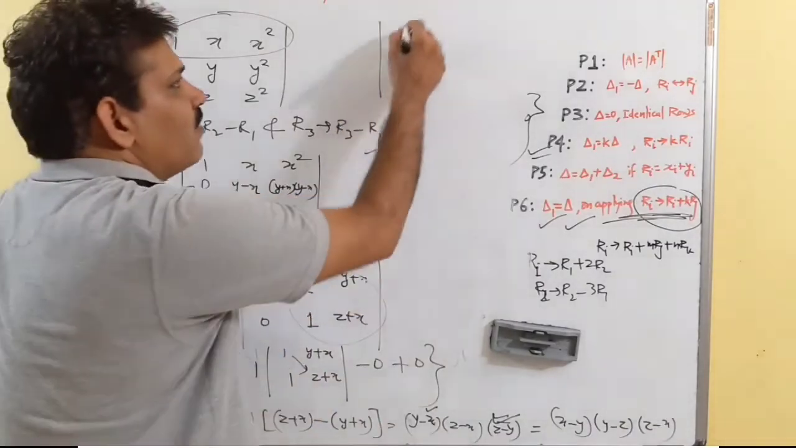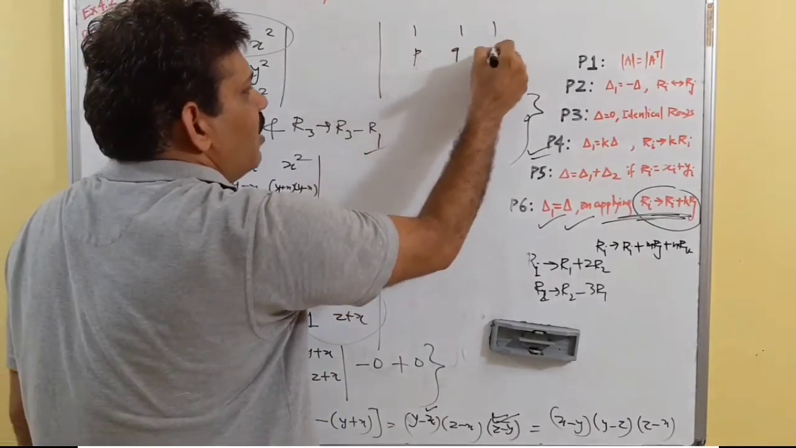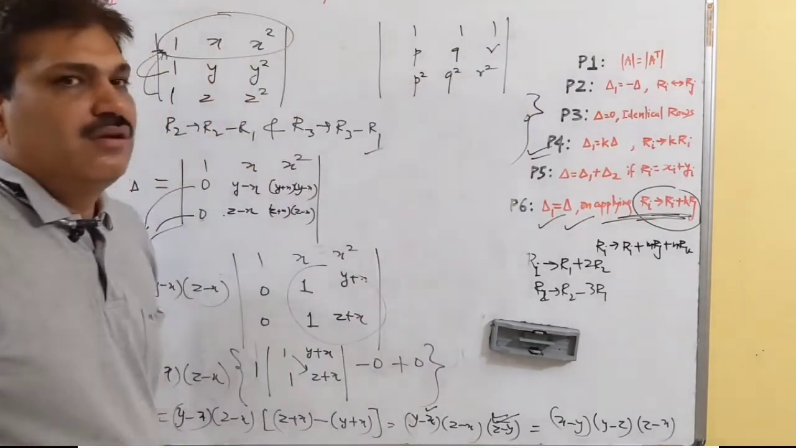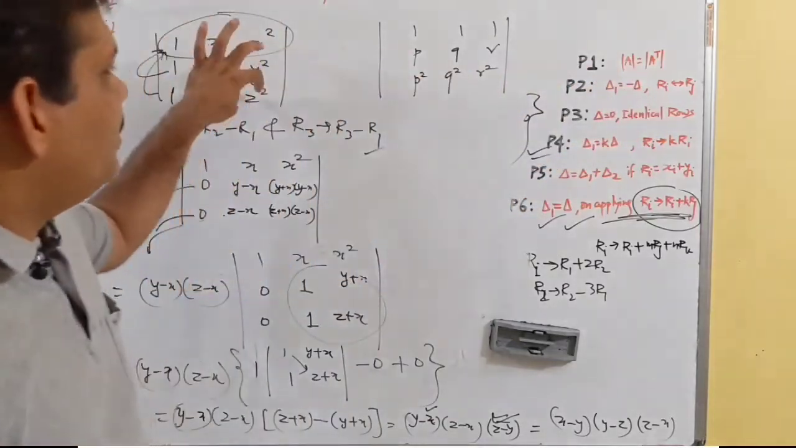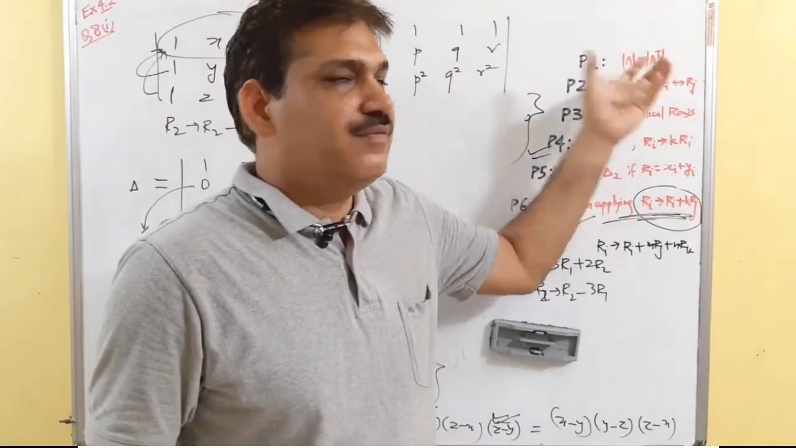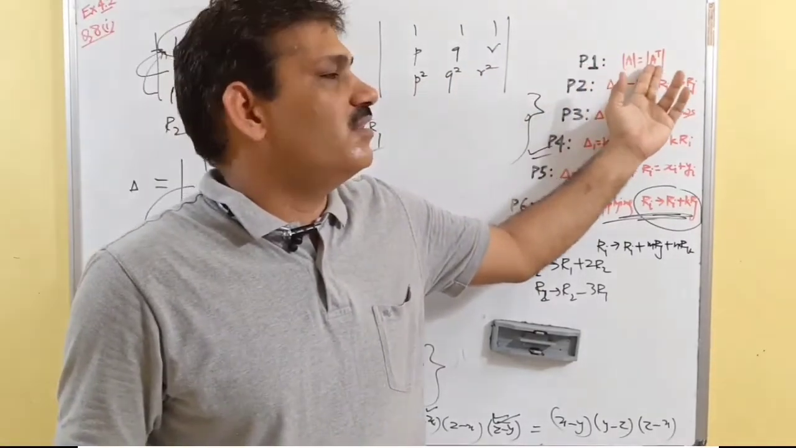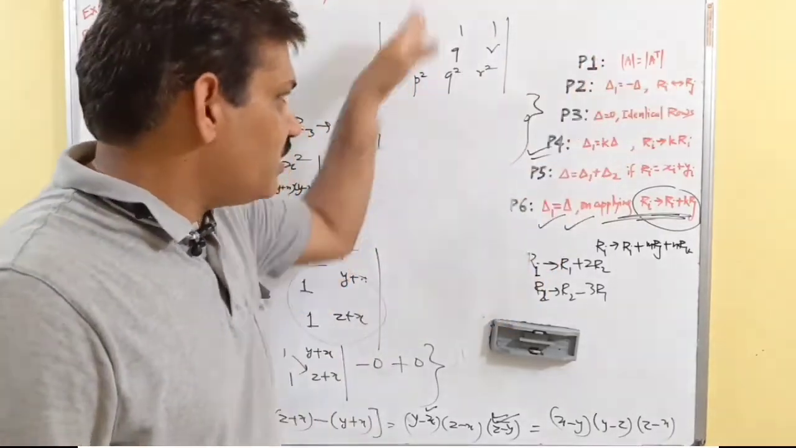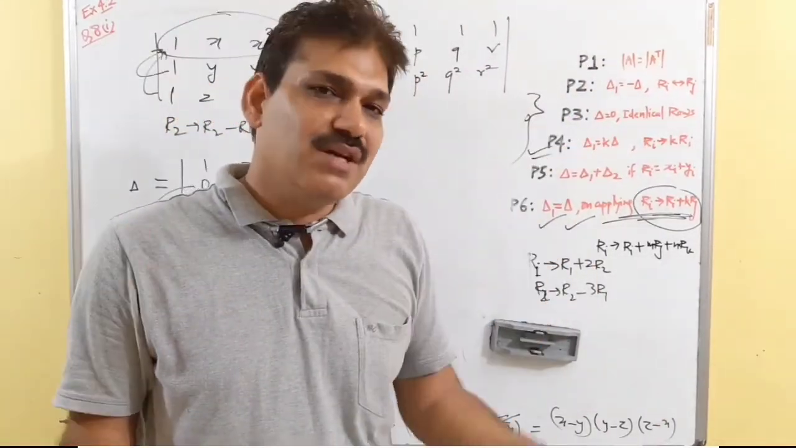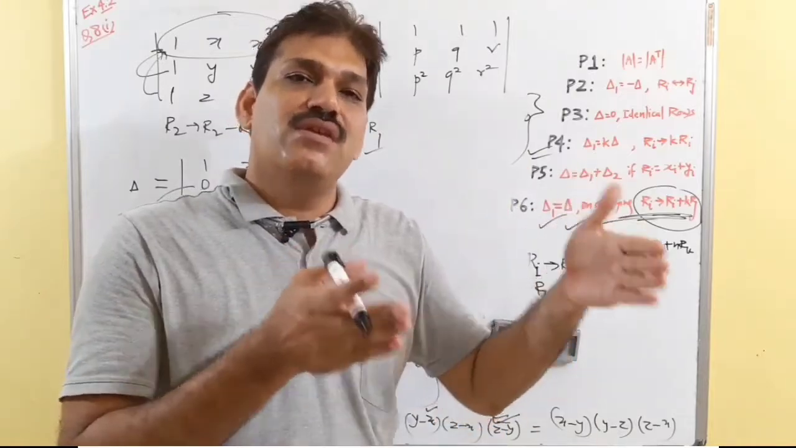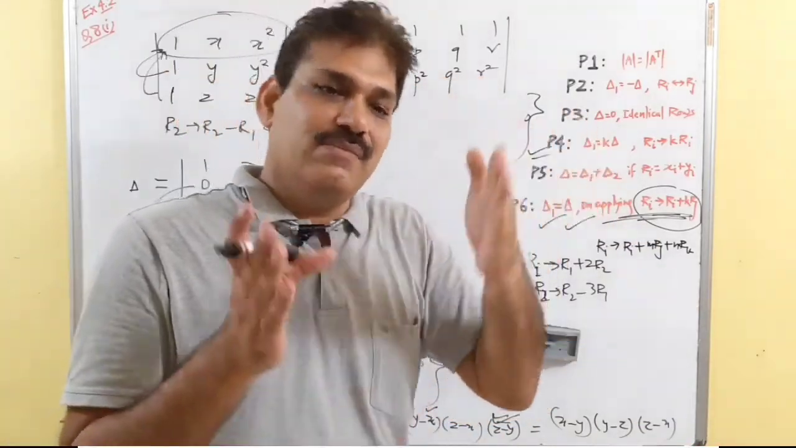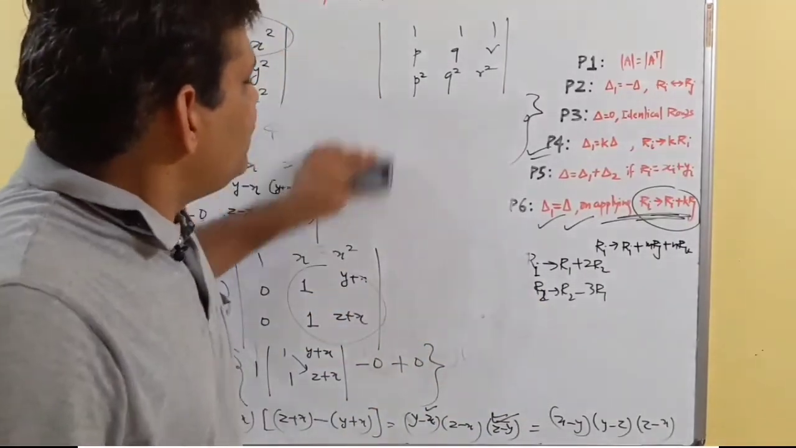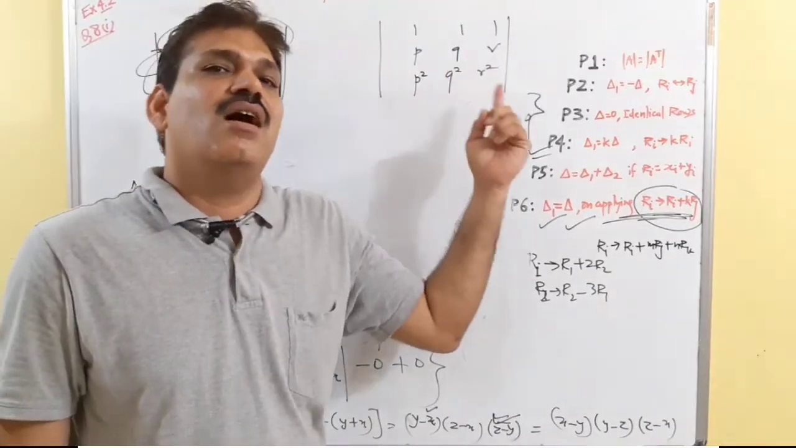Suppose I take 1 1 1 p q r, p square q square r square. Property 1 says that the value of the determinant remains the same. If we use a square matrix, then its determinant and the determinant of its transpose are same. So 1 1 1 x y z x square y square z square, or 1 1 1 x y z x square y square z square will give the same answer, that is x minus y into y minus z into z minus x. If we have a b c a square b square c square, then a minus b into b minus c into c minus a. Eventually we are going to get p minus q, q minus r, r minus p.